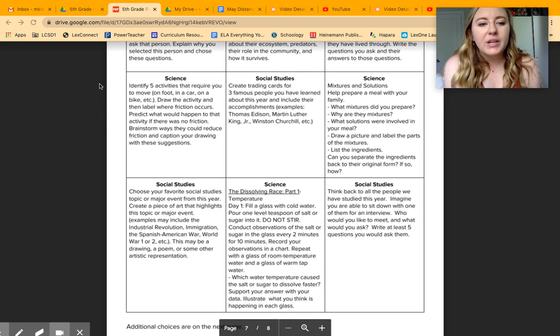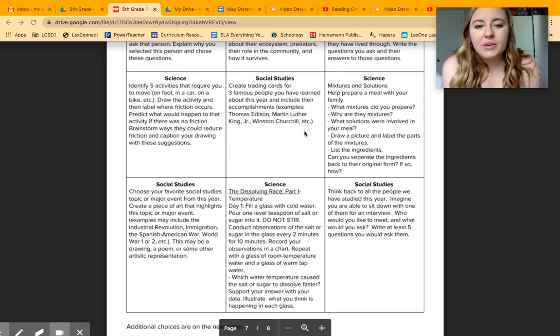Moving back to science, you're going to identify 5 activities that require you to move. So, whether it's on foot, in a car, or on a bike, you're going to draw the activity and then label where friction occurs. Brainstorm ways that you could reduce friction and caption your drawing with these suggestions.